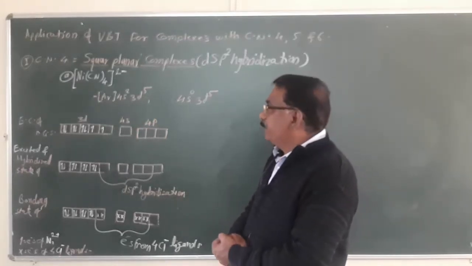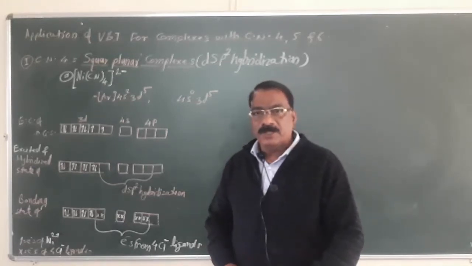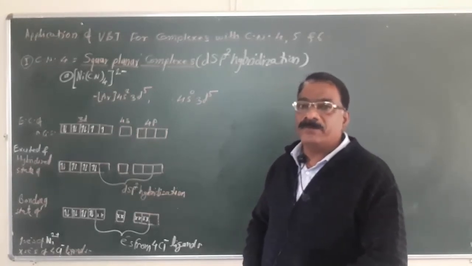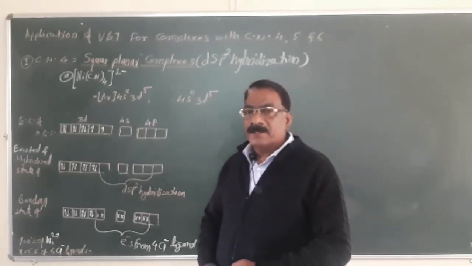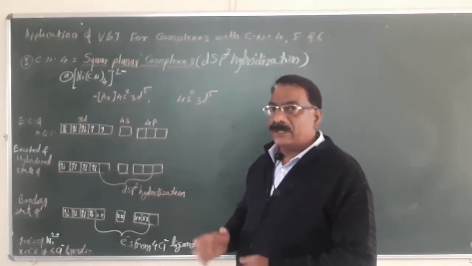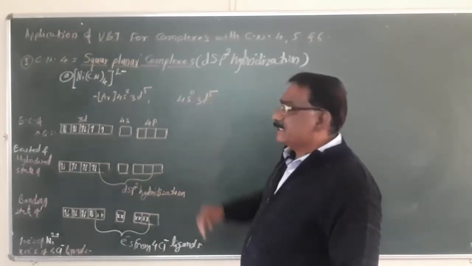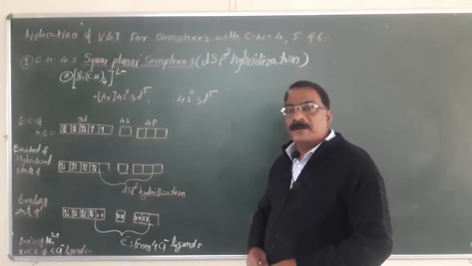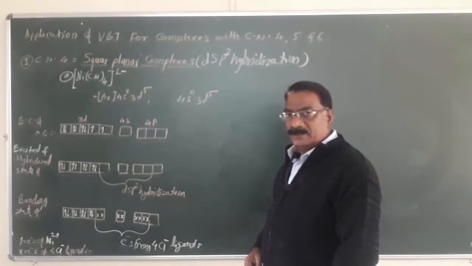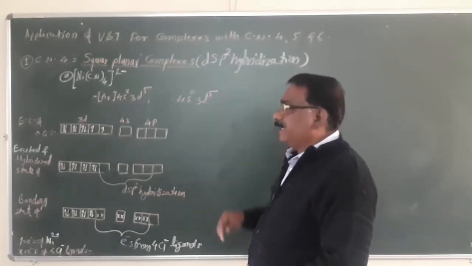Now we are going to see coordination number 4. For this coordination number 4, the second type of complexes are the square planar complexes. First we saw the tetrahedral complexes, and now we are going to see the square planar complexes. In the square planar complexes, the metal atoms undergo dsp2 hybridization. Thus, we are going to see the complexes with dsp2 hybridization.